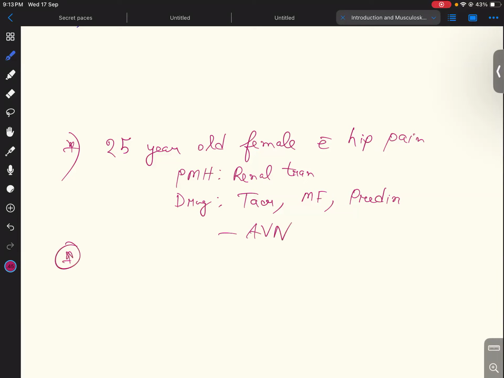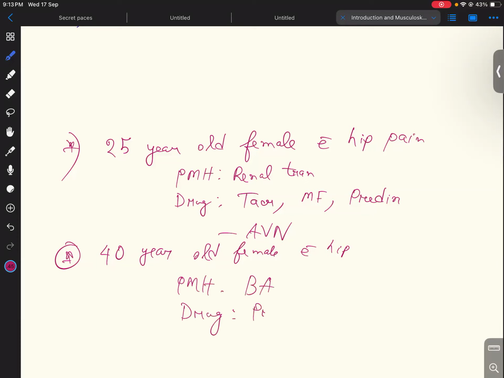Another case came like a 40-year-old female with hip pain. In the past medical history, she is telling that she is a patient of bronchial asthma. And in the drug history, she is taking prednisolone. This is also the same. That's why I'm telling you again and again, going to the PDF, that the past medical history, drug history, and family history early is one of the very important tricks to reach the definitive diagnosis earlier. After analyzing the symptom, directly go to the PDF. You will get your diagnosis.